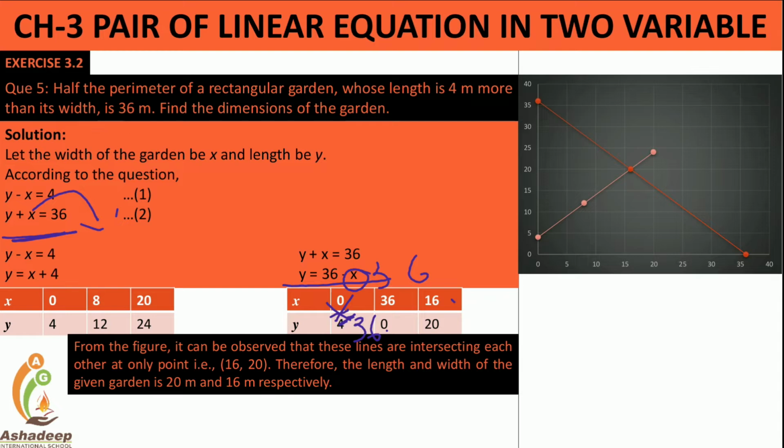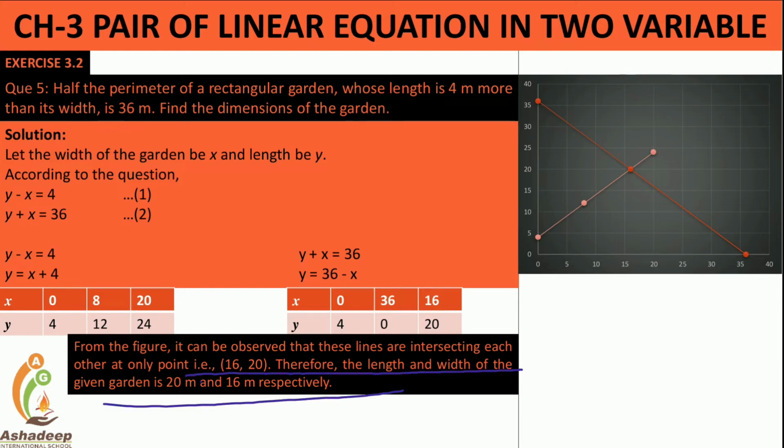If I put 16, right? So what is 36 minus 16? So 36 minus 16 is nothing but 20, right? So in this manner we can get this kind of solution, plot the graph and you will get this answer, right? Okay, so 16 and 20 is the solution for our equation, right?